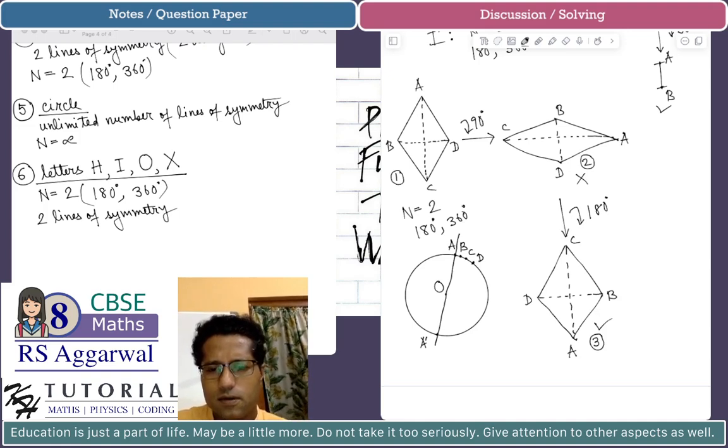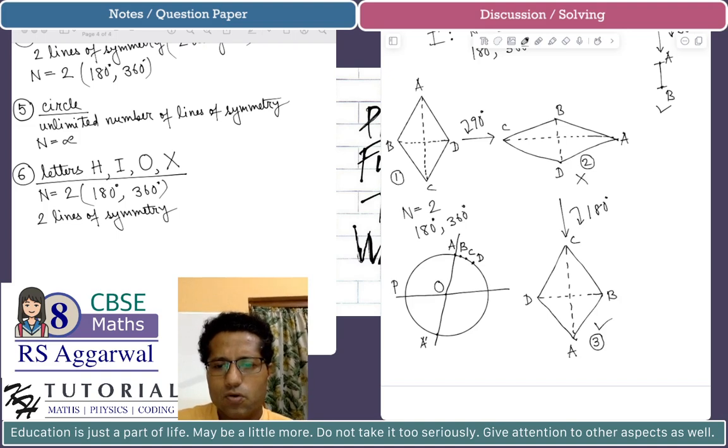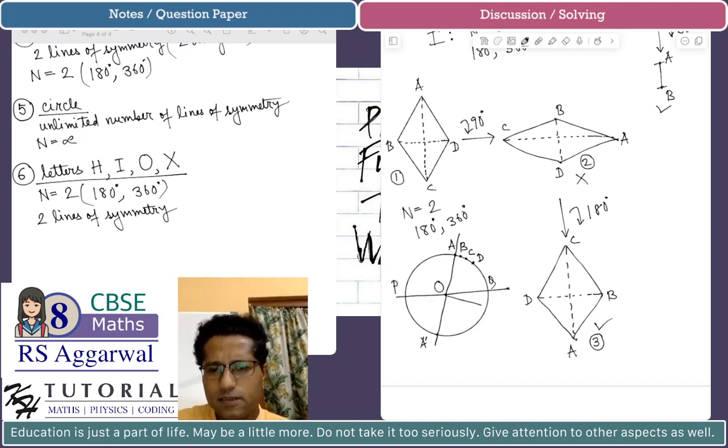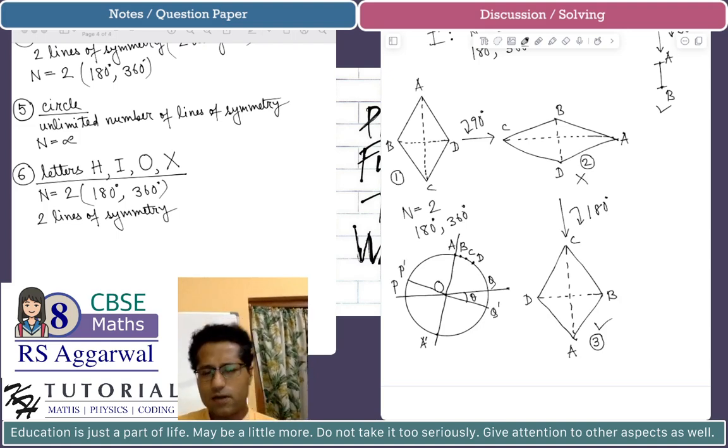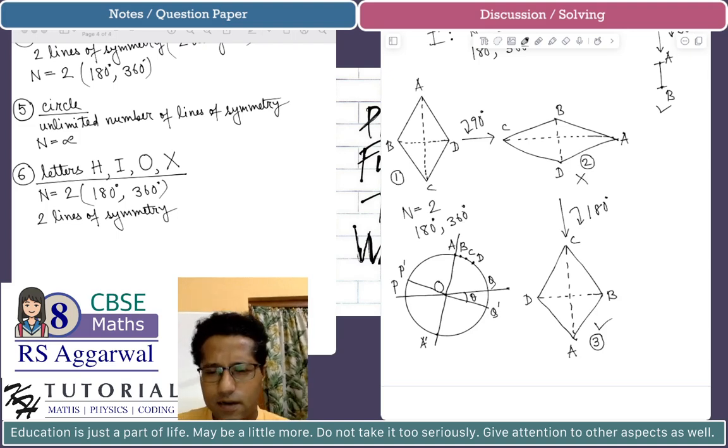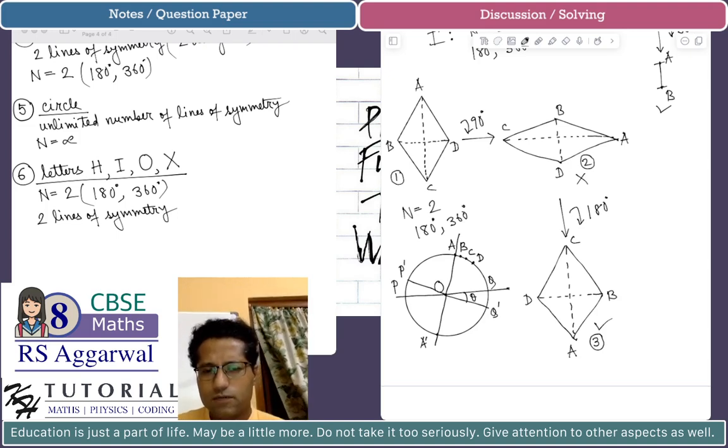For a circle, as you can see, let's say this is another diameter which is horizontal. Let's say POQ is another diameter. Now, let's say I rotate this circle by a very tiny angle theta clockwise, and the diameter PQ now becomes P dash Q dash. So now the position of the diameter PQ has become P dash Q dash. Theta is very small.